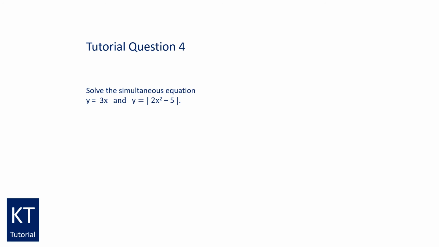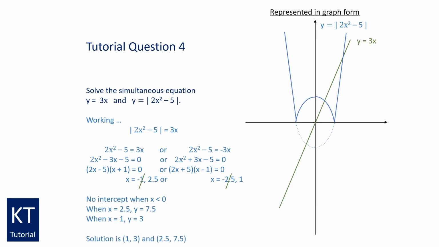Tutorial question 4. Solve the simultaneous equation involving y equals 3x and y equals the modulus of 2x squared minus 5. With y equals 3x and the modulus of 2x squared minus 5, what it means is the modulus of 2x squared minus 5 is equal to 3x. Then solve for the standard modulus equation. This would give us the x values of minus 1, 2.5, minus 2.5, and 1.